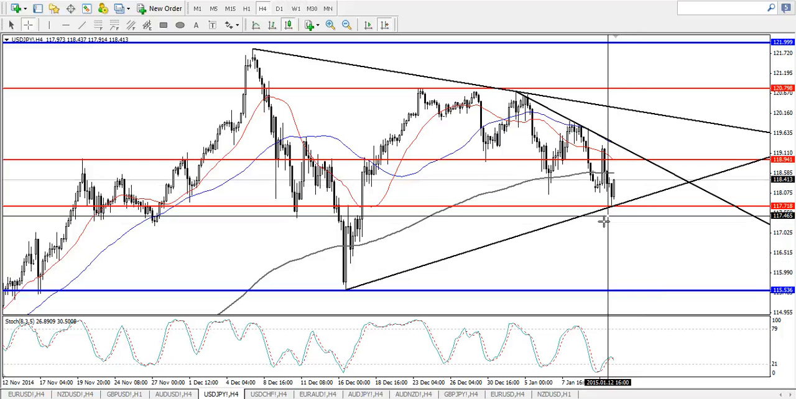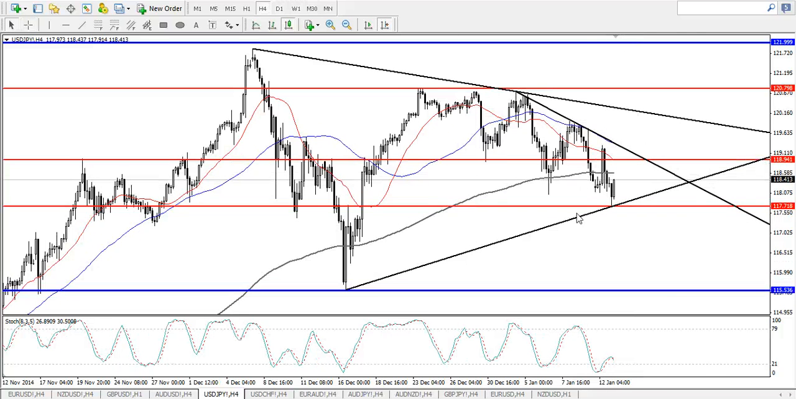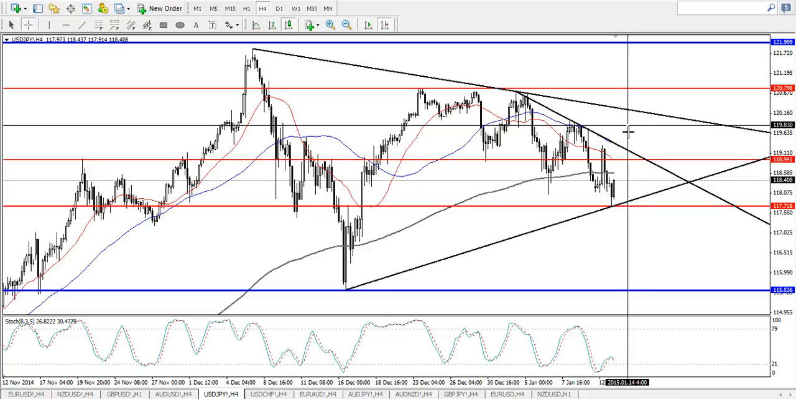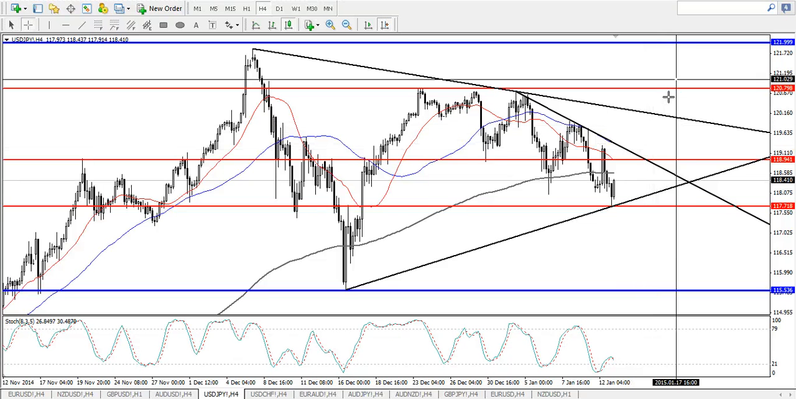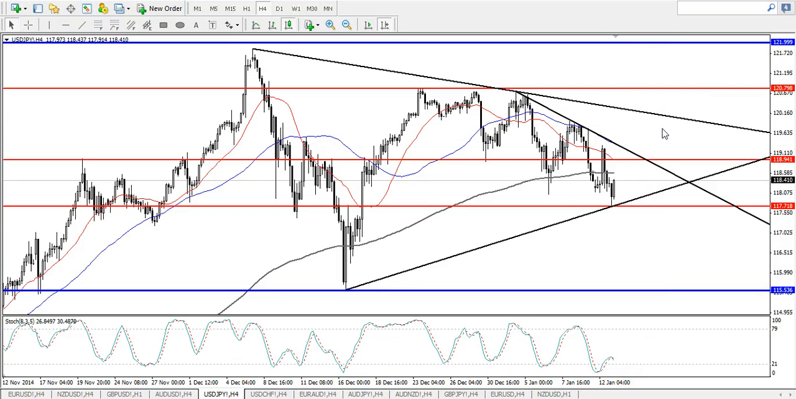So if you were to long at this point of time, the first resistance level to take note of is at 118.84, followed by the top of the symmetrical triangle. If it breaks above, the next resistance level will be at 120.79. Alright, that's pretty much for the dollar against the Japanese yen.